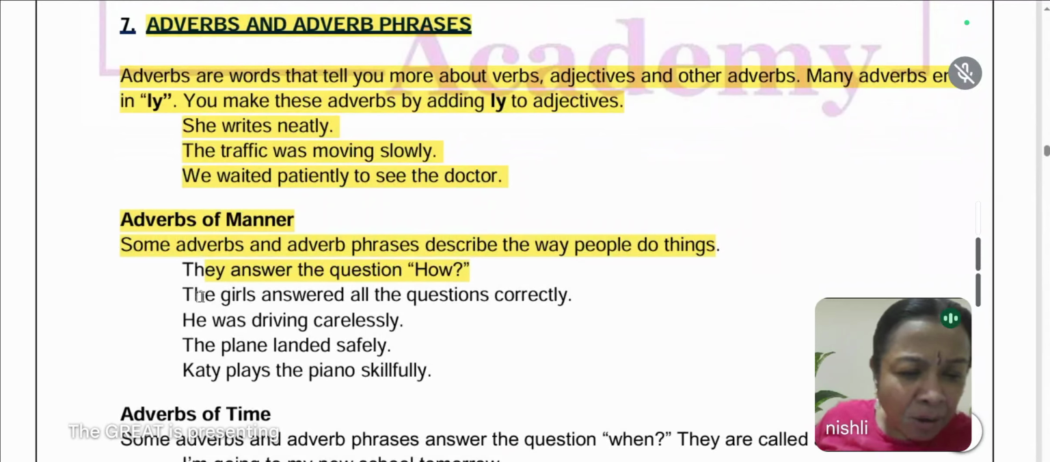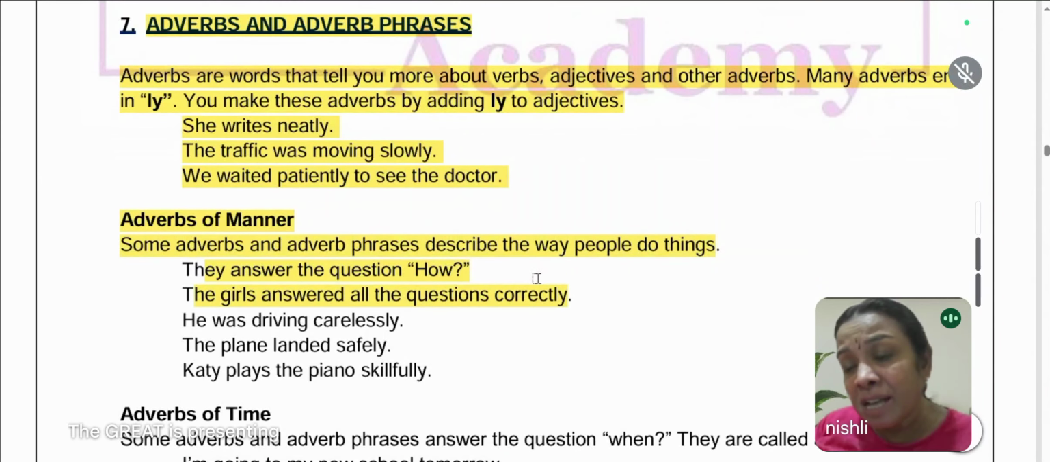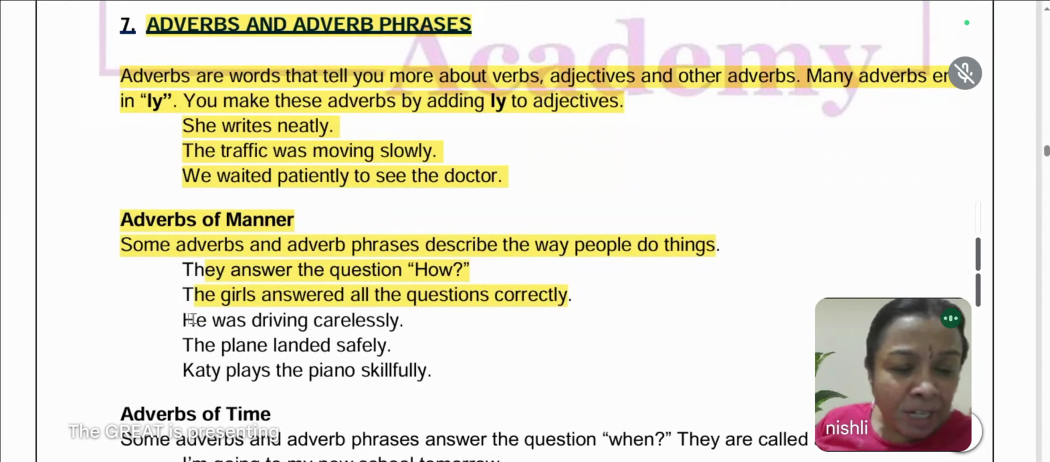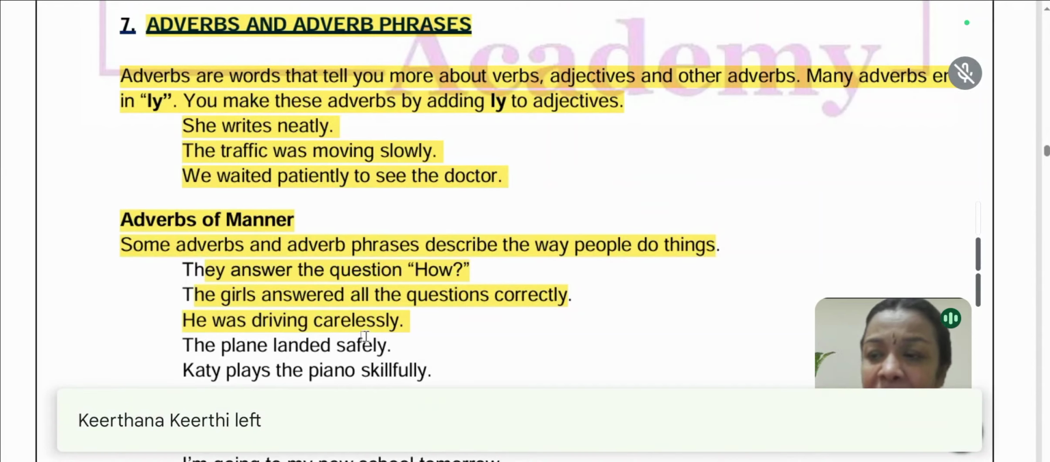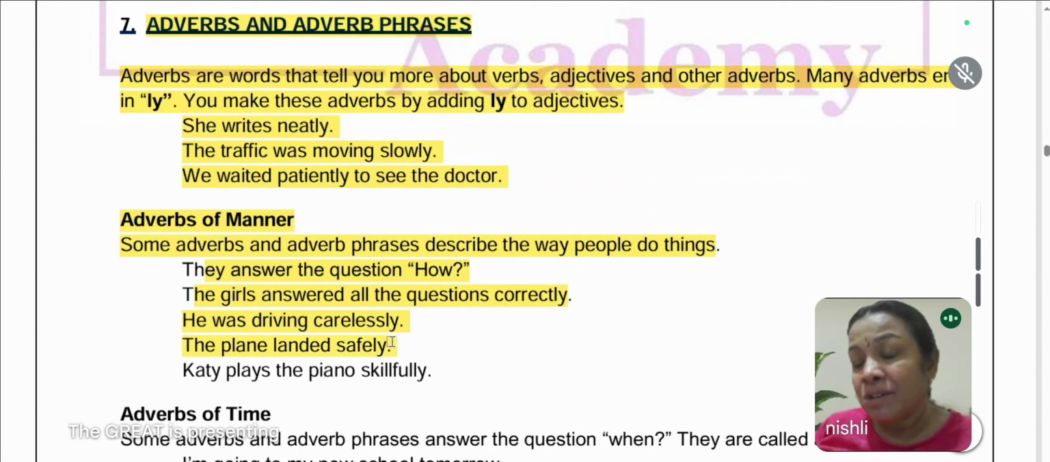The girls answered all the questions correctly. So how did the girls answer the questions? They answered it correctly without making any mistake. He was driving carelessly. So how did he drive? You have to ask the question how for adverbs of manner. So you have to note that he was driving carelessly. So how was he driving?